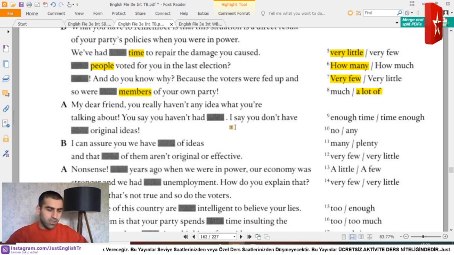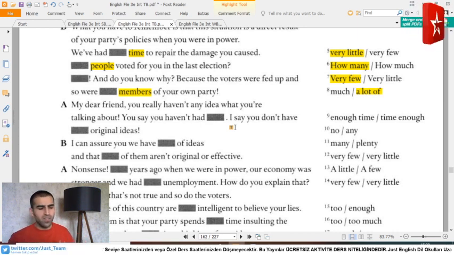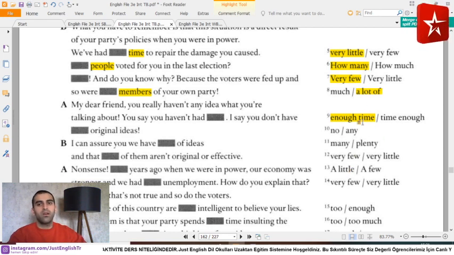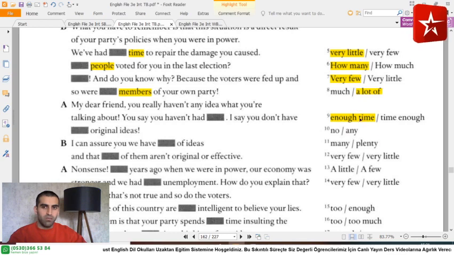Let me give you brief information about enough. We use enough before nouns, and after adjectives and adverbs. So here, as you see, you haven't had enough time. Yes, enough time is the correct answer. Because time is a noun, we use enough before a noun. Keep in mind, we use enough before a noun.